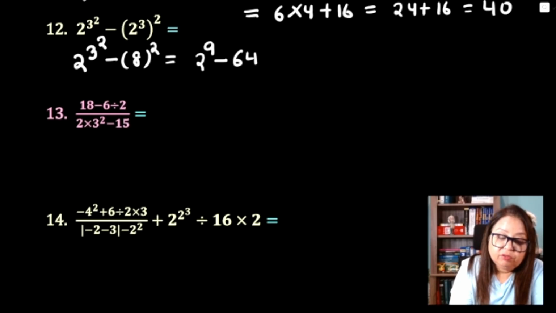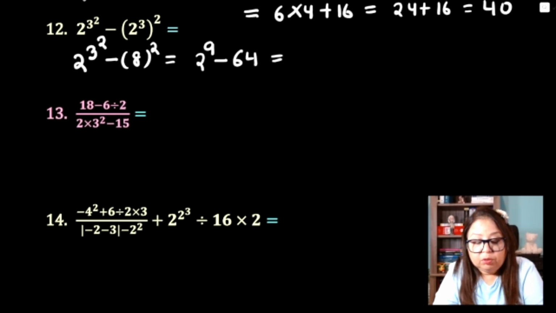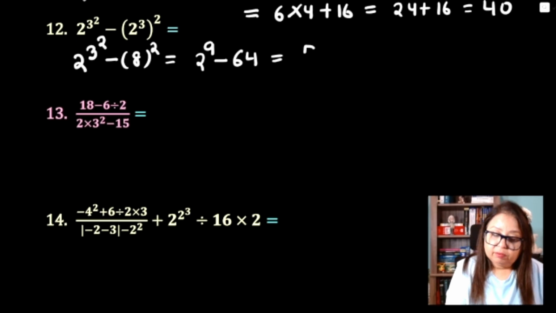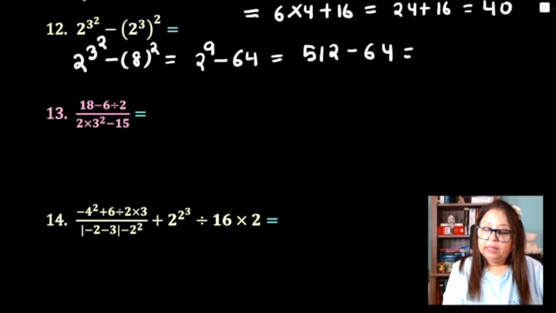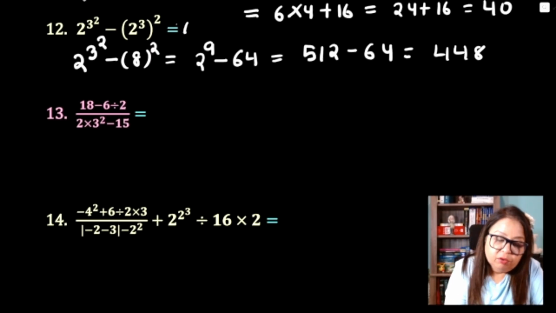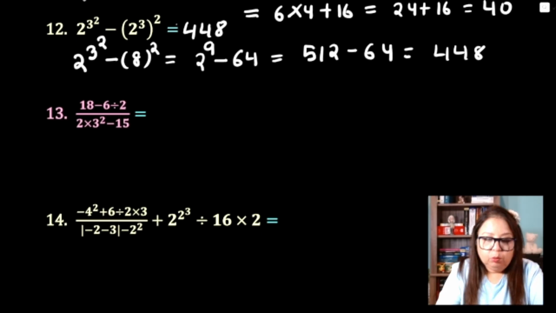8 squared is 64. Now what is 2 to the power 9? 2 to the power 9 is 512. 512 minus 64. That gives us 448. So the answer for number 12 is 448.